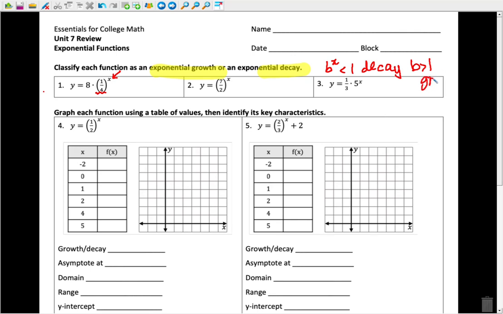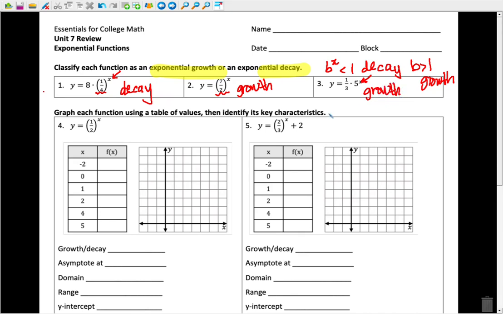So looking at number 1, you see the b value there is 1/4. Well, that means it's decay. Number 2, the b value is 7/2. Well, 7/2 is approximately 3.5. So that means it's greater than 1, which makes it growth. Number 3, look for your b value. It's this right here, the one that's attached to the x. 5, y'all, 5 is greater than 1, so that means this one is also growth.